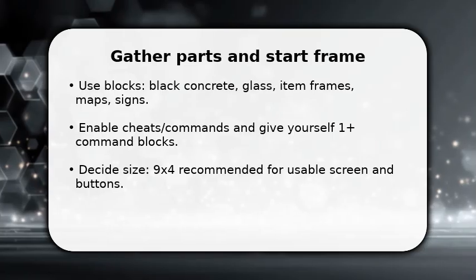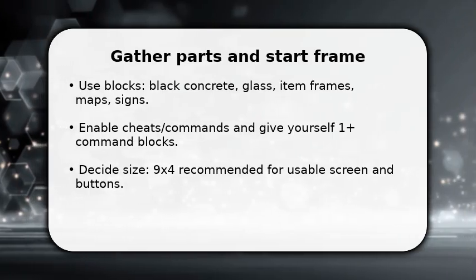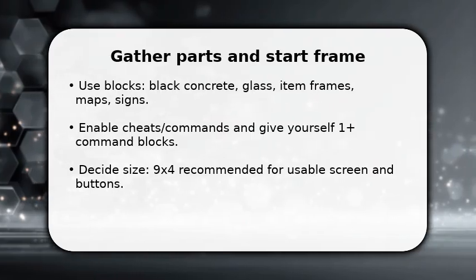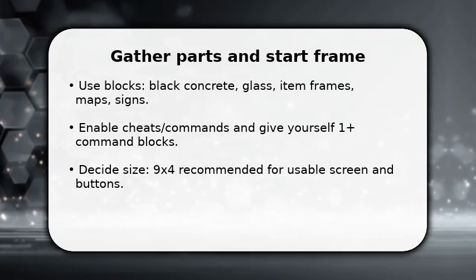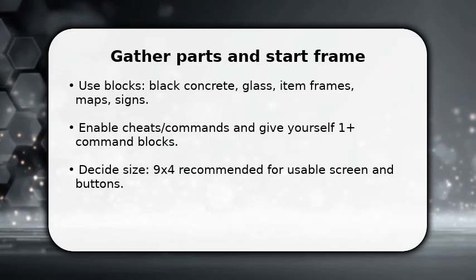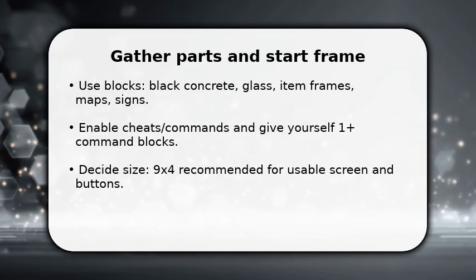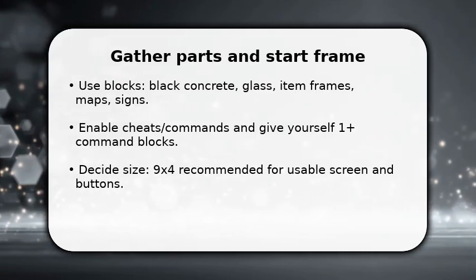You start by building the physical phone body so you can focus on the logic. Place a 9 by 4 black concrete rectangle for the screen, leave a 1-block bezel, and add glass for the face. Once done, put item frames in a grid matching the screen pixels and prepare blank maps for each frame.